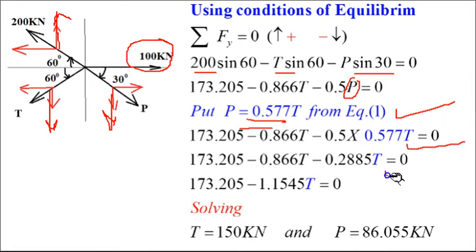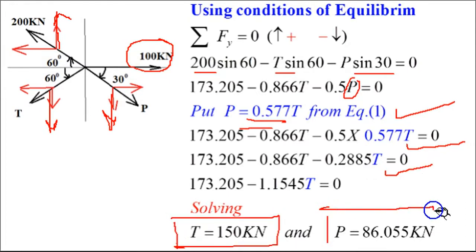in the equation. Then solve it for T and you will get the value of T as 150 kilonewton, and putting in equation 1 you will get the value of P also, 86.055 kilonewton. So in this way, just applying the condition of equilibrium, very easily you can solve the problems of equilibrium.